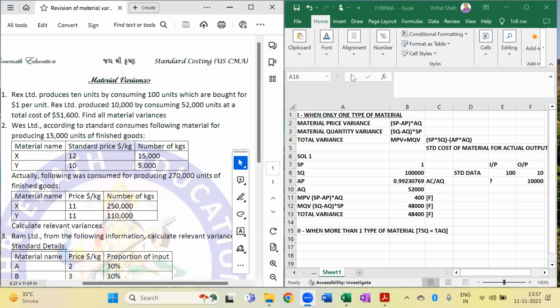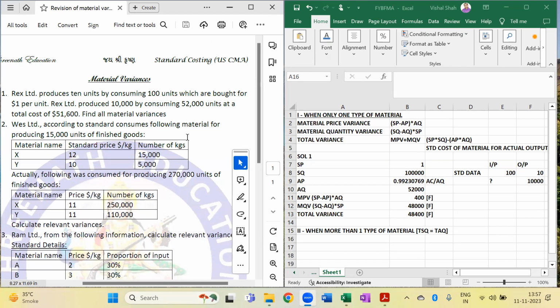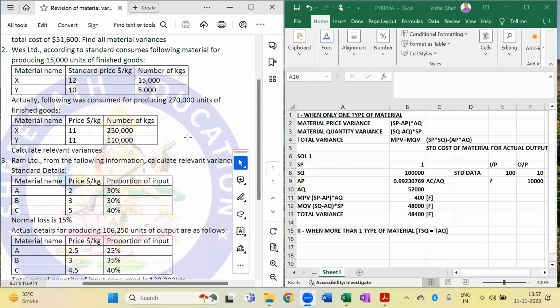Okay, so let's go for the second sum. WES West Limited, according to standard, consumes the following material for producing 15,000 units of finished goods. So this is the standard data for producing 15,000 units. Actually, the following was consumed for producing 2,70,000 units of finished goods. They are telling you to calculate relevant variances.